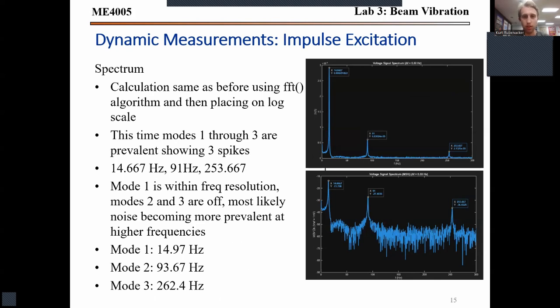From this, using the spectrum analysis, we can see that there are three dominant frequencies at 14.7, 91, and 253. The theoretical, or calculated, are 14.9, 93, and 262. 14.9 is similar, but the 93 and 262 are most likely from just having more noise at a higher frequency, and even though it's a slight percentage difference, it's still bigger.